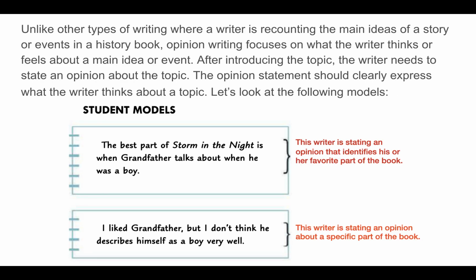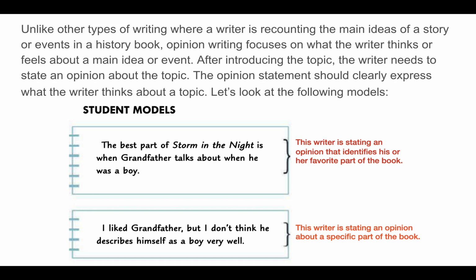Unlike other types of writing, where a writer is recounting the main ideas of a story or events in a history book, opinion writing focuses on what the writer thinks or feels about a main idea or event. After introducing the topic, the writer needs to state an opinion about the topic. The opinion statement should clearly express what the writer thinks about a topic.